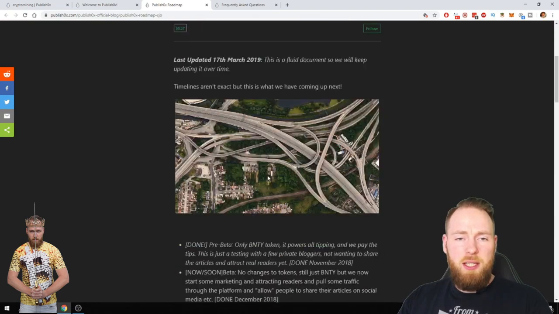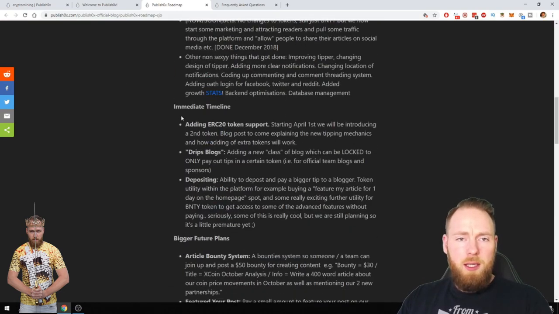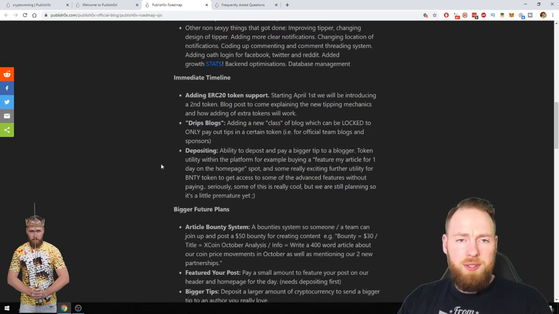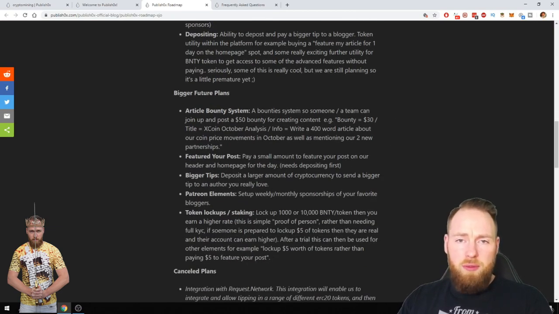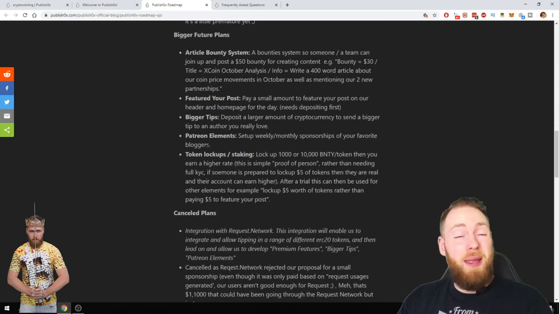This is their roadmap, immediate timeline: adding ERC20 token support, the ability to deposit and pay a bigger tip to a blogger. I'll put the link in the video description, then you can check it out for yourself. Article bounty system, I mean, featured posts, bigger tips, Patreon elements. I mean, this is incredible. It becomes better and better, guys.